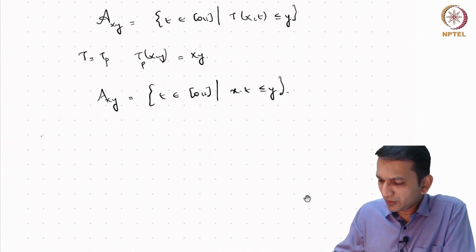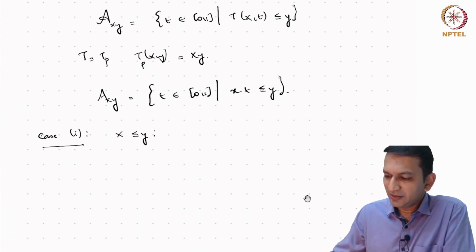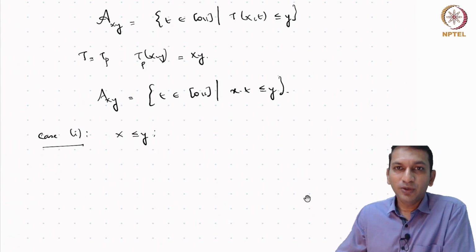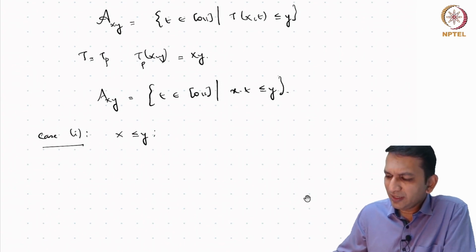Now once again, given any x,y, we can consider two cases. Case 1: x is less than or equal to y. We have seen already that in this case, for the Gödel implication, I_T of x,y is actually equal to 1. In fact, this is true for any T-norm T. Why is it so?